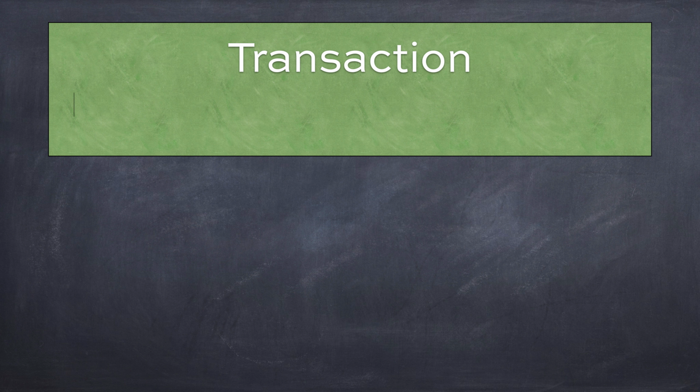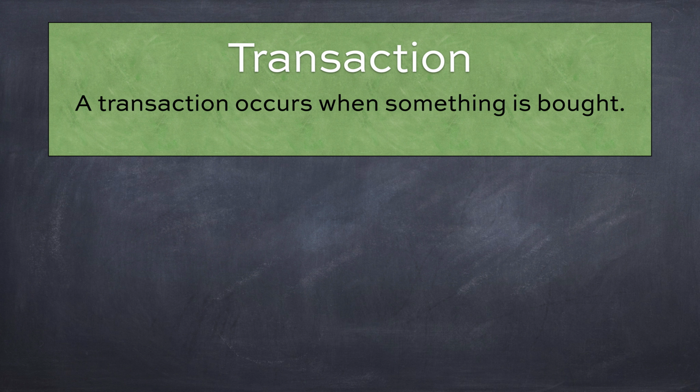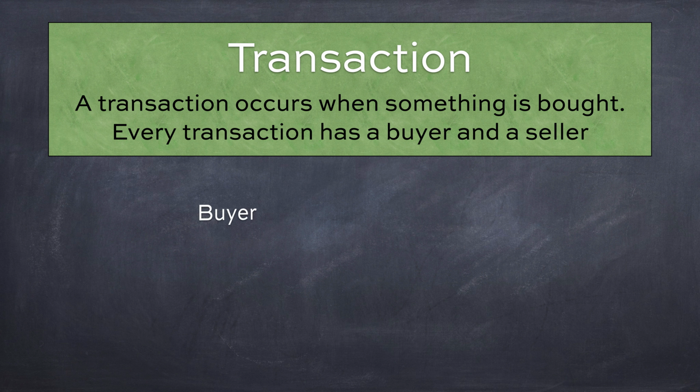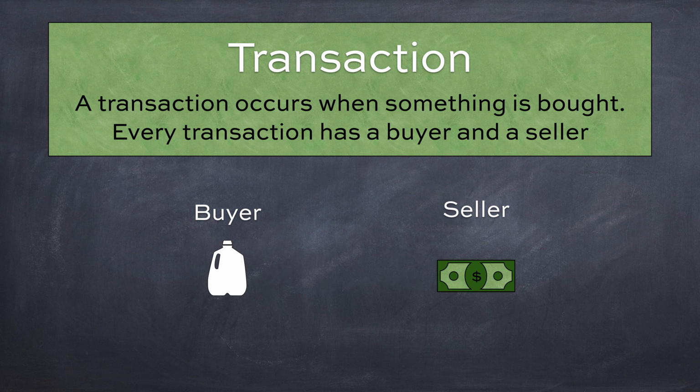All a transaction is, is that a transaction occurs when something is bought. And in every single transaction, there's always two parties. Every transaction has a buyer and a seller. So each time there's going to be a buyer and a seller, it doesn't matter what is being bought and sold. The seller could be selling anything. In this case, a small transaction would be something like milk, and the buyer's paying a small amount of money for a gallon of milk. And boom, that's a completed transaction.